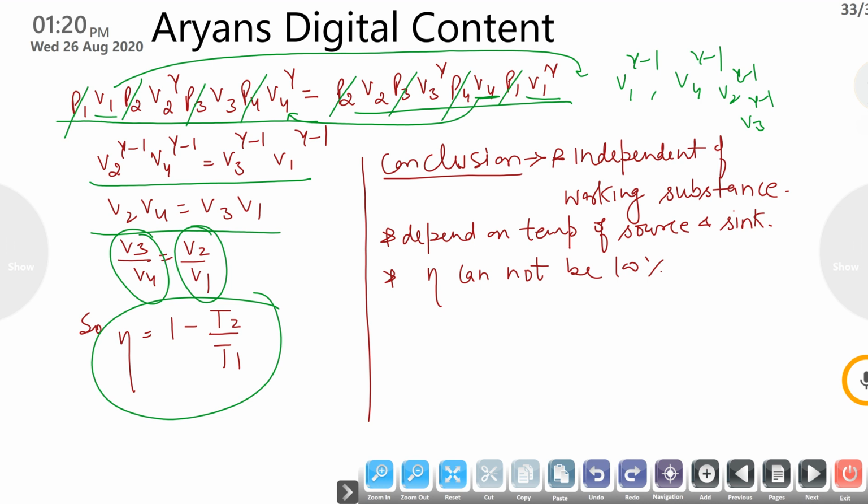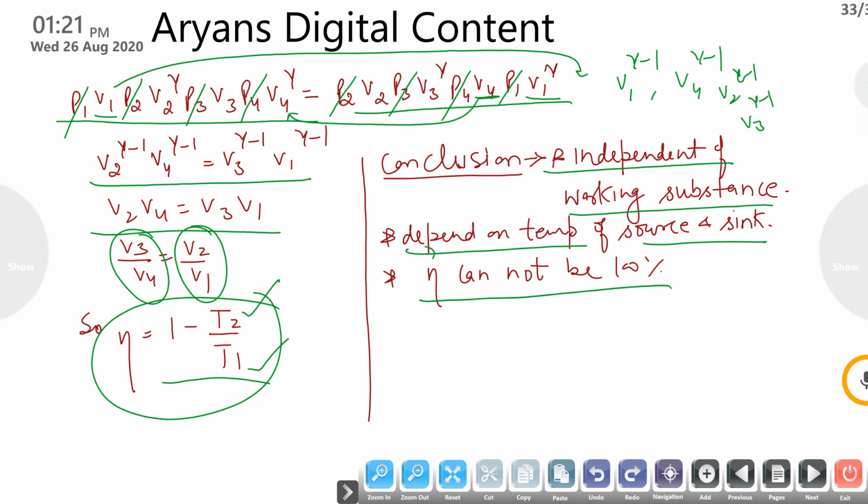Now, the conclusion of this is that our efficiency does not depend on any parameter of the working substance, that is the gas. So, we can say that efficiency is independent of the working substance. Second, it will just depend upon the temperature of the source and the sink only. And efficiency can never be 100% because all the heat given to the working substance cannot be converted into work done, because some of the heat is rejected to the sink.